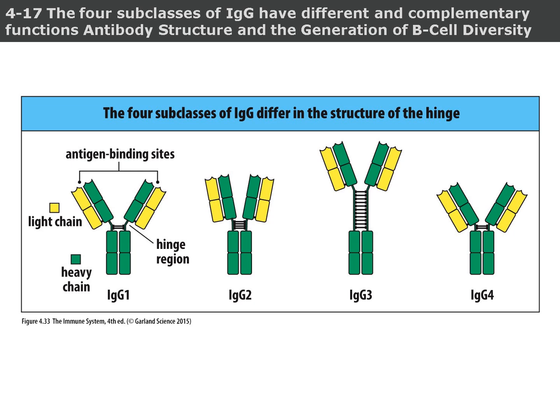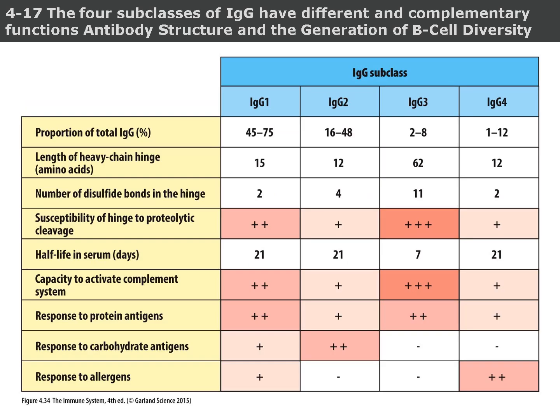Immunoglobulin G4 has a unique hinge that allows for exchange of half molecules, a feature that contributes to its anti-inflammatory role. These structural variations allow each subclass of immunoglobulin G to perform distinct immune functions while sharing the same overall architecture. This figure compares the four subclasses of immunoglobulin G across multiple functional and structural characteristics.